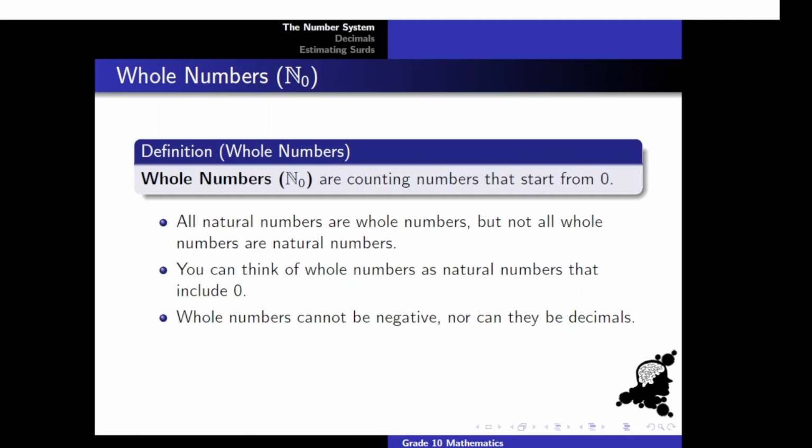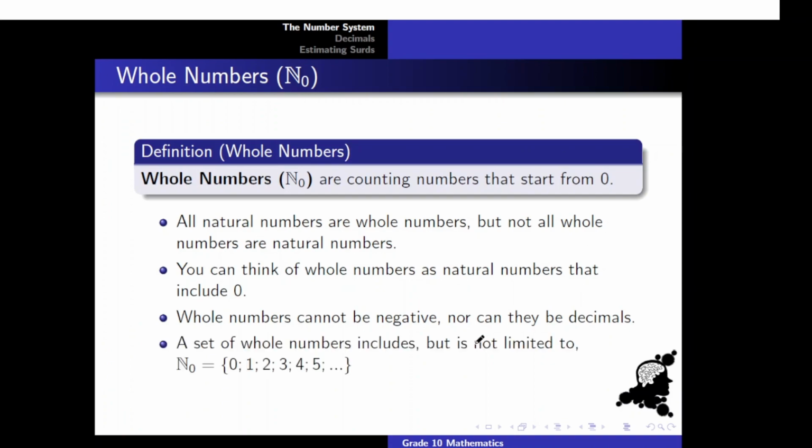So the only way to distinguish between a set of natural numbers and a set of whole numbers is to check for the presence of the number 0. If we have the number 0, the numbers are whole numbers. If there is no number 0, there is no negative number, there is no decimal, then we have natural numbers. So here we are, we've got a set of whole numbers which start from 0 and go up to infinity.